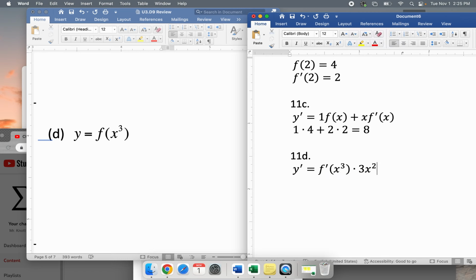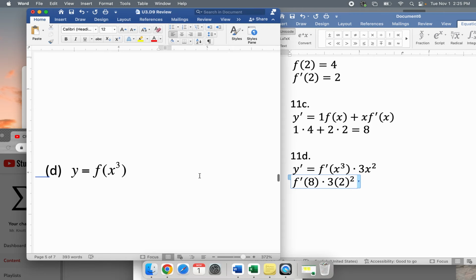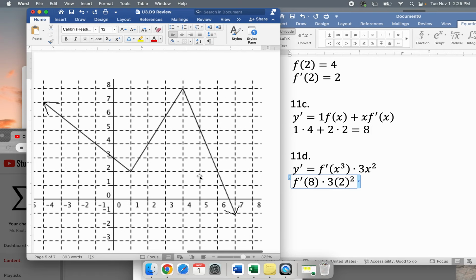I think, maybe I'll do that. All right, so that's going to be f prime of, plugging in 2, that's going to be 2 to the third, which is 8, times 3 times 2 squared. What is f prime of 8? That's the slope at 8. What's the slope at 8?